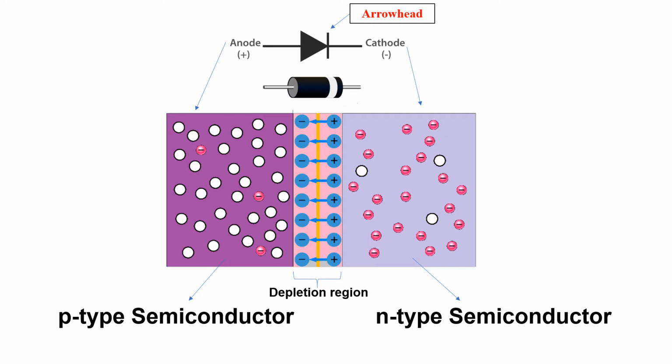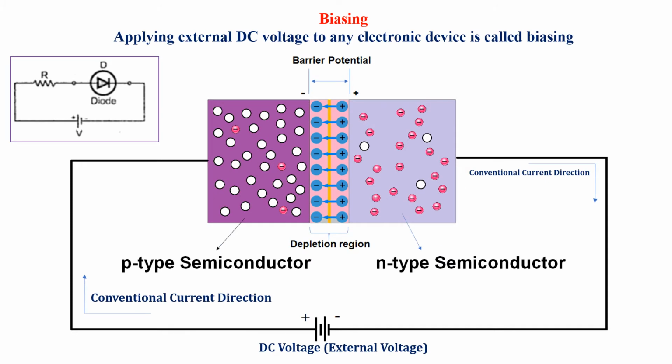Let us see the operation of p-n junction diode. Applying external DC voltage to any electronic device is called biasing. As we discussed, there is no current flow in unbiased p-n junction. Under biasing, it allows current flow only in one direction. Biasing is classified as forward biasing and reverse biasing. Let us see the operation of diode under forward biased condition.